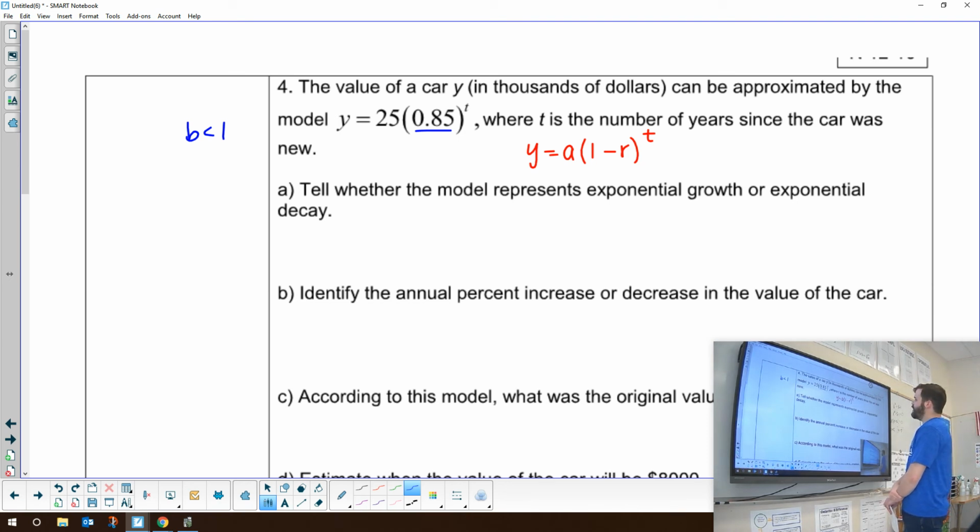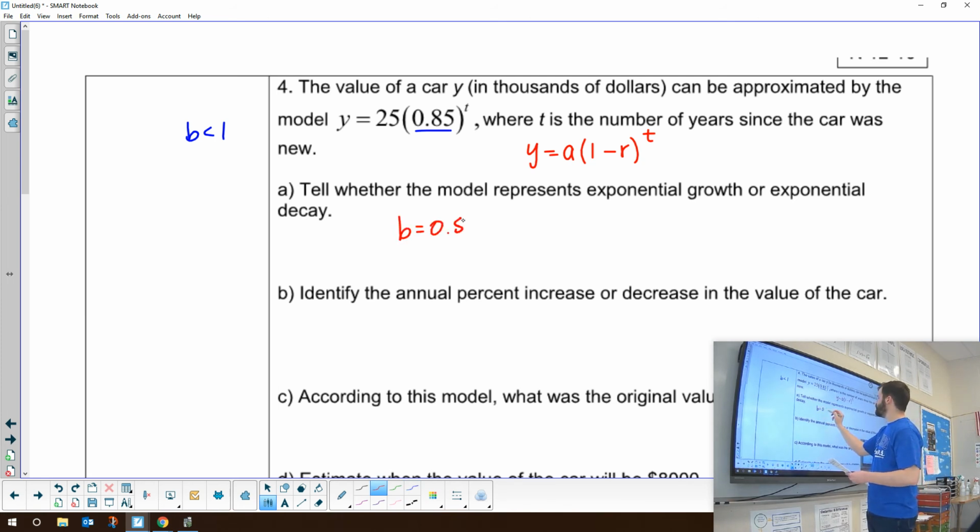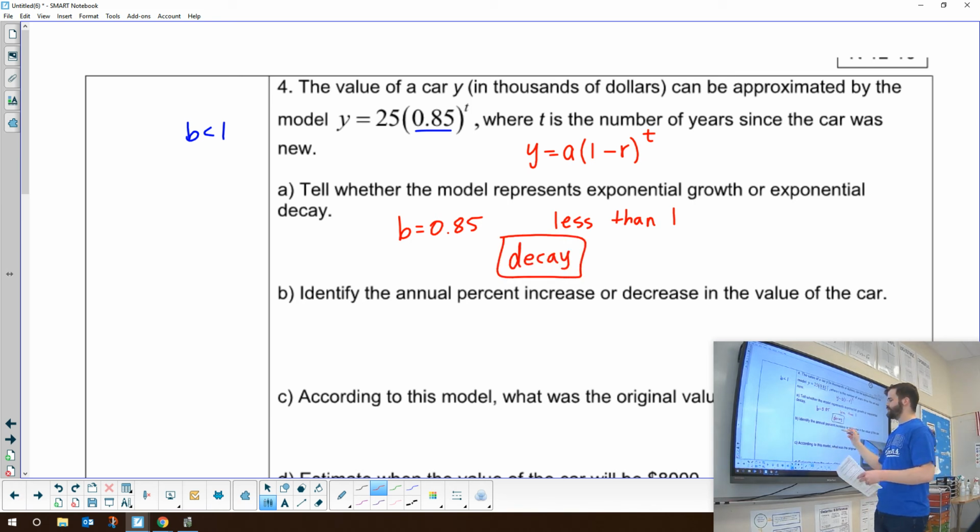And so, tell whether the model represents exponential growth or exponential decay. So we already talked about this a little bit. We look at my B, and my B is 0.85, and that is less than 1, right? That is less than 1, so it's going to be an exponential decay. It's going to go down over time.